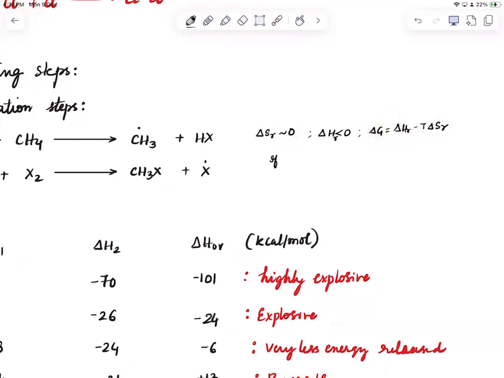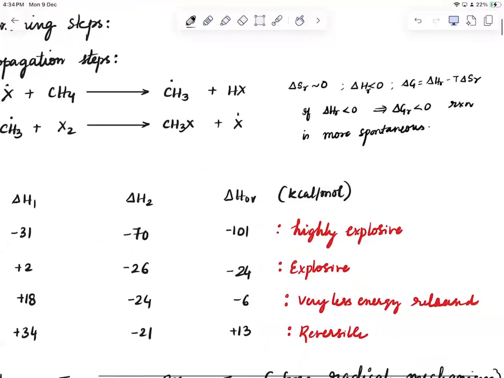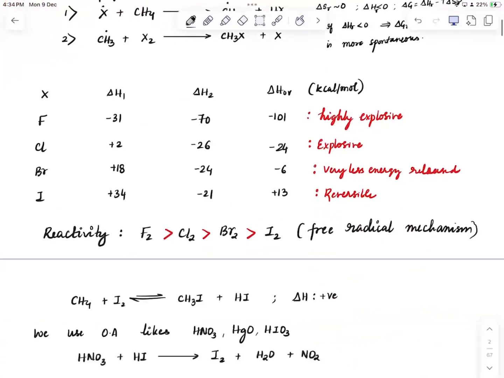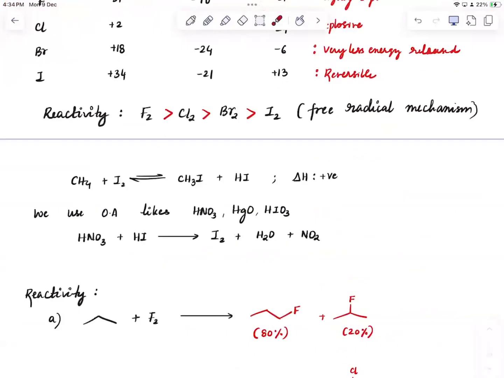So if delta H of the reaction is negative, it implies delta G of the reaction will also become negative, and the reaction is more spontaneous. Okay. So that's how you can see that the reactivity of F2, Cl2, Br2 and I2 varies.